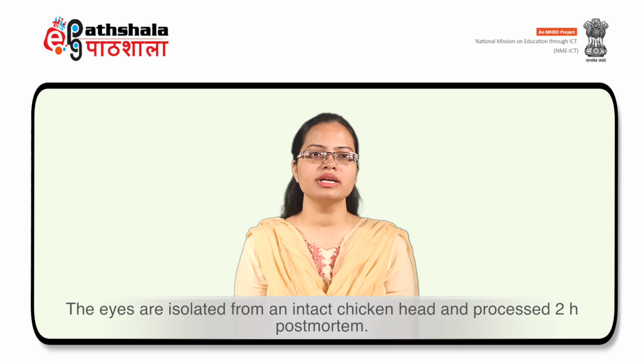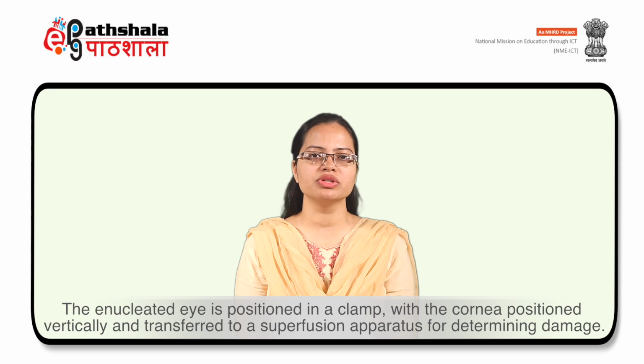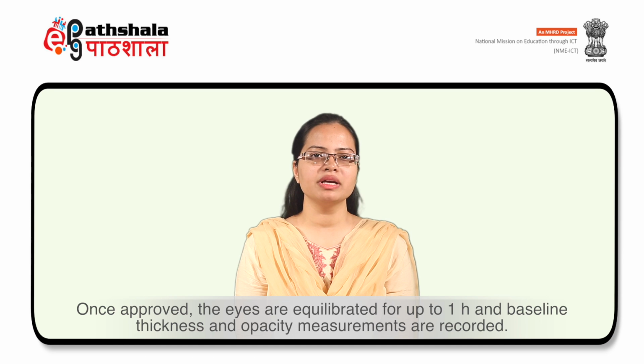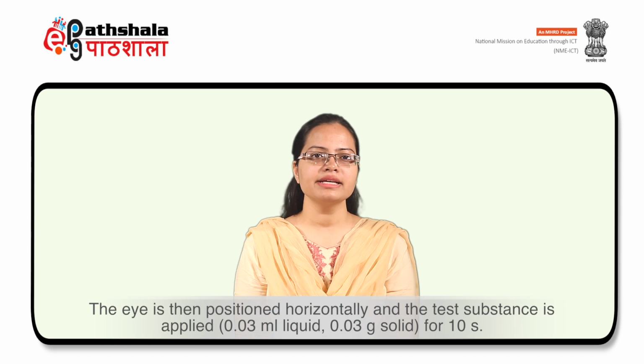The eyes are isolated from an intact chicken head and processed 2 hours postmortem. The enucleated eye is positioned in a clamp with the cornea positioned vertically and transferred to a superfusion apparatus for determining the damage. Once approved, the eyes are equilibrated for up to 1 hour and baseline thickness and opacity measurements are recorded. The eye is then positioned horizontally and the test substance is applied for 10 seconds.